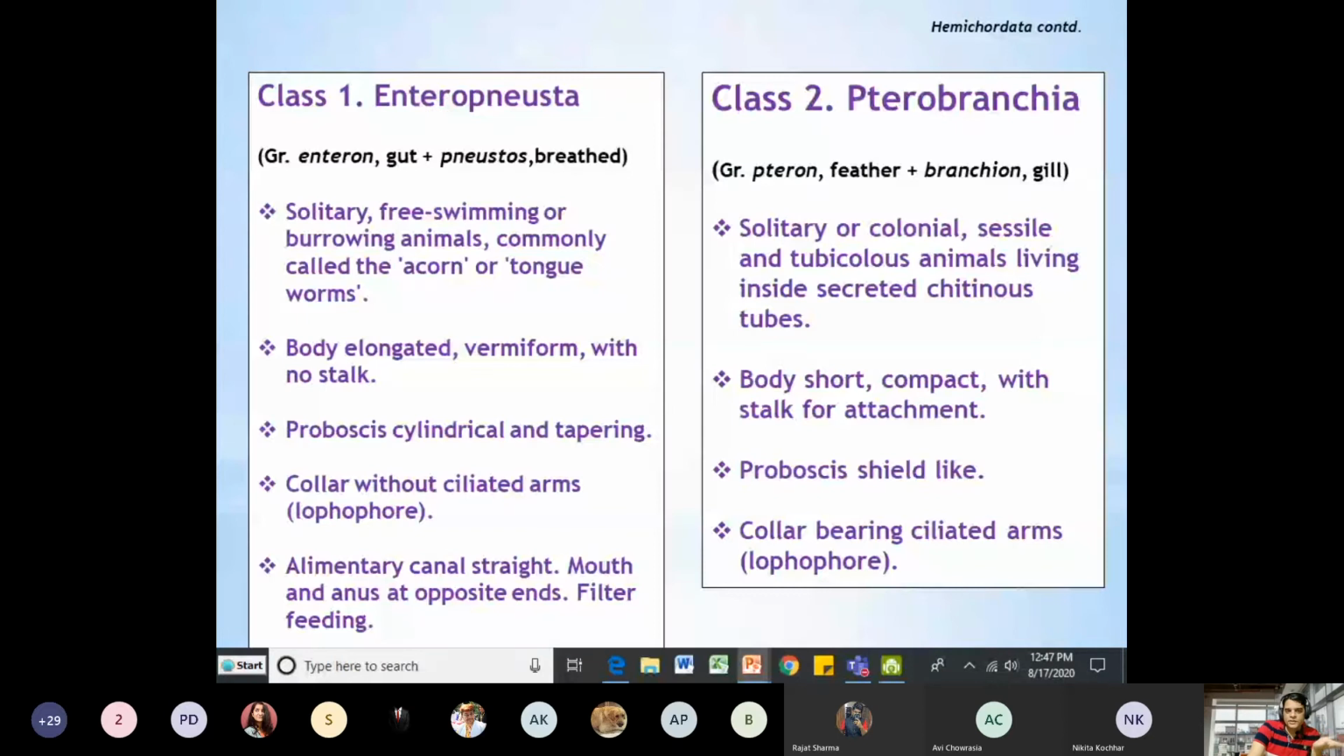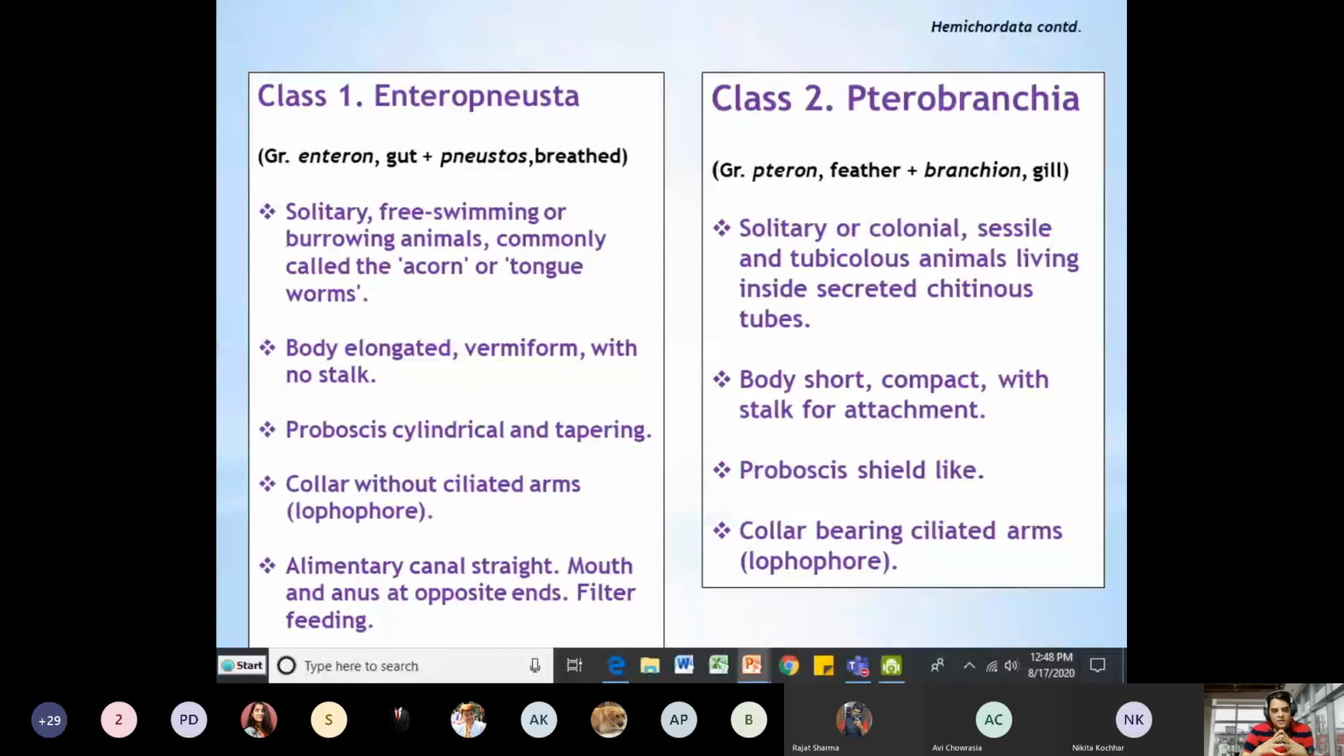And there are two classes we know, Enteropneusta and Pterobranchia. So the word Enteropneusta is also derived from two Greek words. Enteron means gut and pneustos means breathe. So that means the breathing organs like gills are attached with the gut or part of the gut. As we know, there was a branchiogenital region present in Balanoglossus. So I think you got the meaning of Enteropneusta.